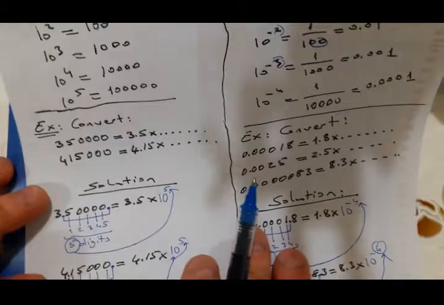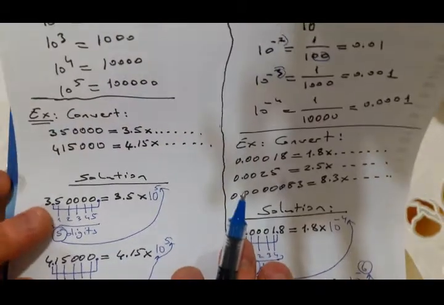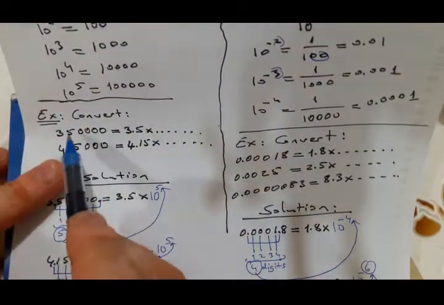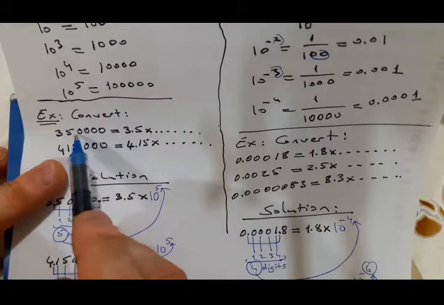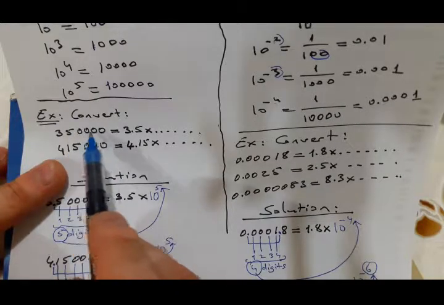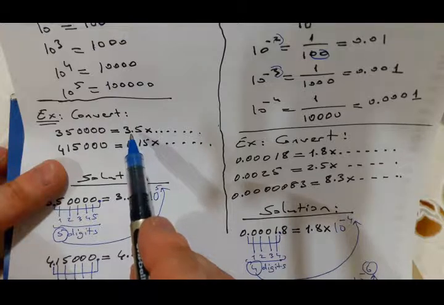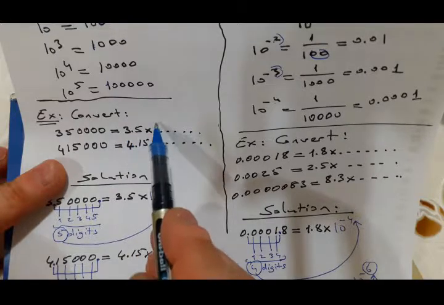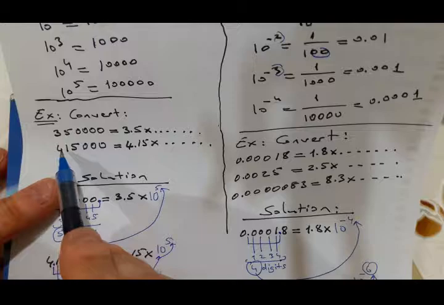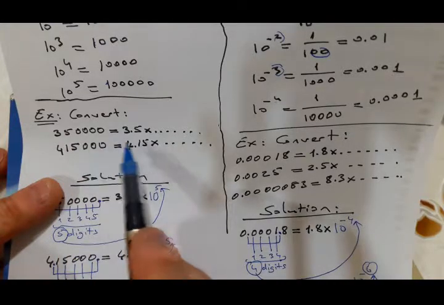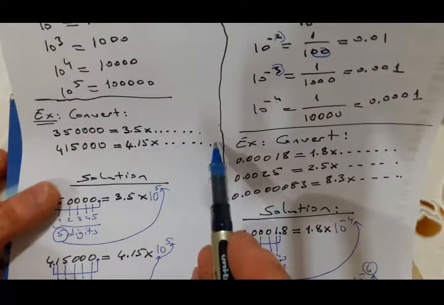Then it would be better to do these exercises. One of them is, for example, convert 350,000 to a number with 10 to the power of something: 3.5 times 10 to the power of what? Or 415,000: 4.15 times 10 to the power of what?